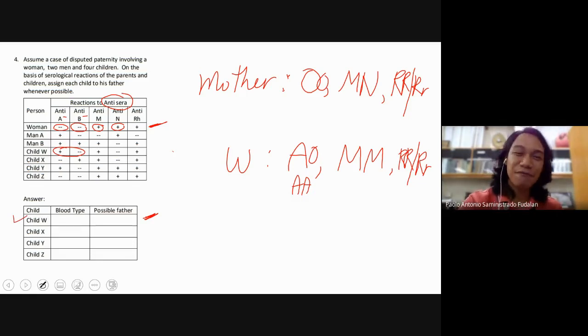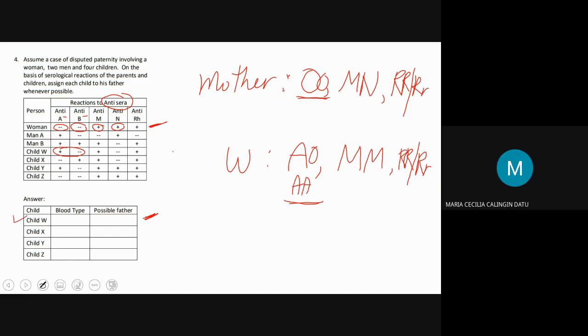Okay, so let's figure out who's the father, man A or man B. Let's do that one at a time. Let's start first with the ABO system. Man A is type A. So is it possible for man A to pair with the mother and get a type A child? Yes or no? Yes, okay. Let's look at man B. Man B is type AB. So is it possible for man B to pair with the mother and come up with a child with type A blood? Yes.